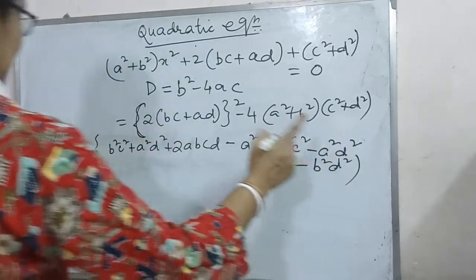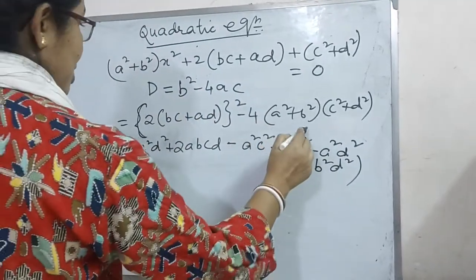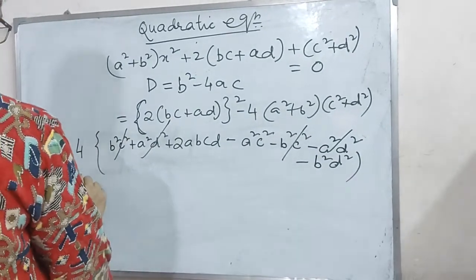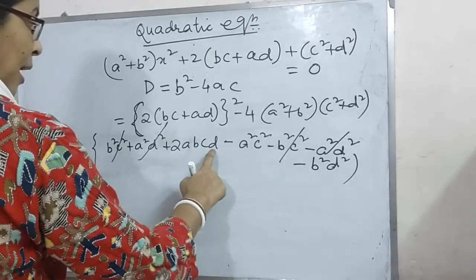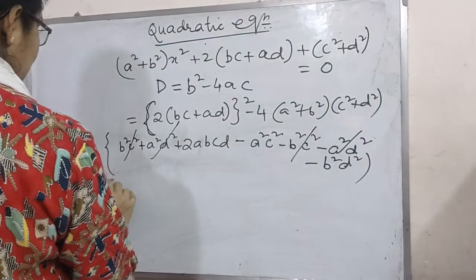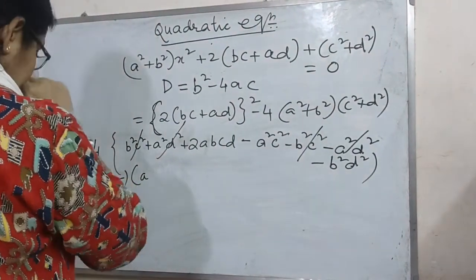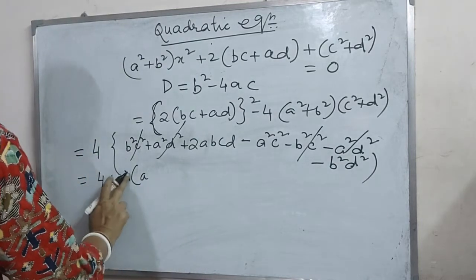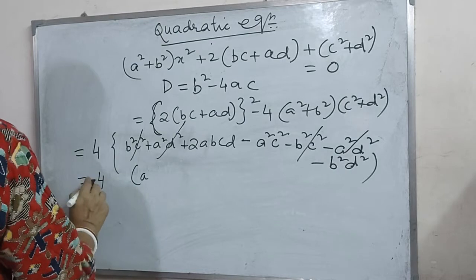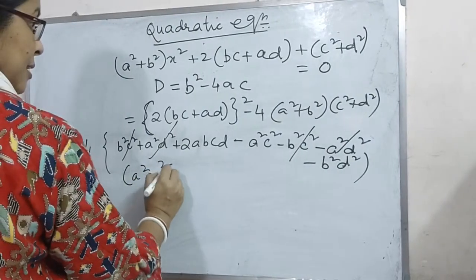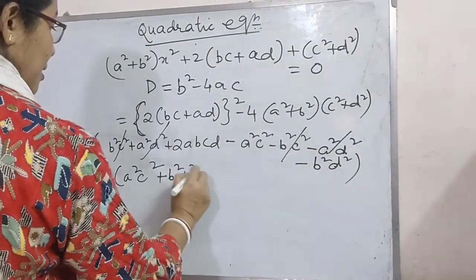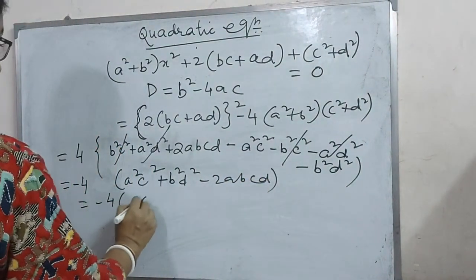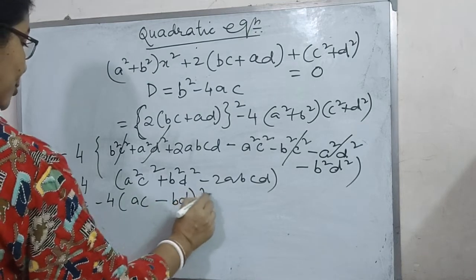This is a simple multiplication. b²c² and a²d² cancel out. Minus 1 is taken common from here. That can be written in this way: this equals −4(a²c² + b²d² − 2abcd). This equals −4(ac − bd) whole square.